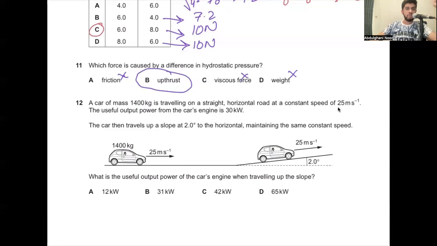सही. The force due to a difference in hydrostatic pressure, hydrostatic being static means not moving, hydro means water, पानी जो कि still water हो, उसके pressure difference की वजह से जो force होती है, उसका नाम क्या होता है? उसका नाम upthrust होता है.